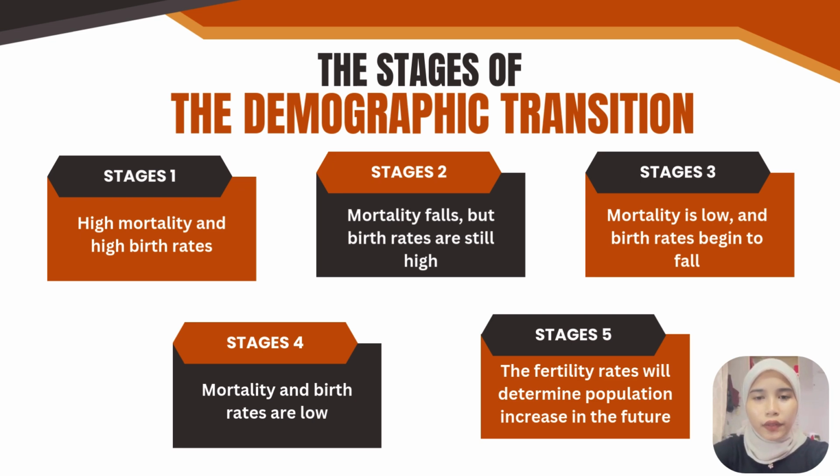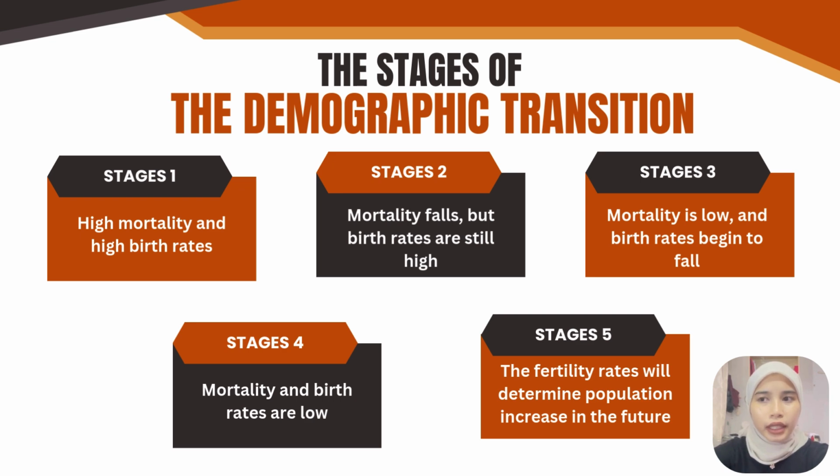Next, the stages of demographic transition. The first one is stage 1, high stationary, which is high mortality and high birth rates. Although birth rates were high in the past, we saw minimal population growth since mortality rates were equally high. The second one is stage 2, early expanding, which is when mortality falls but birth rates are still high.